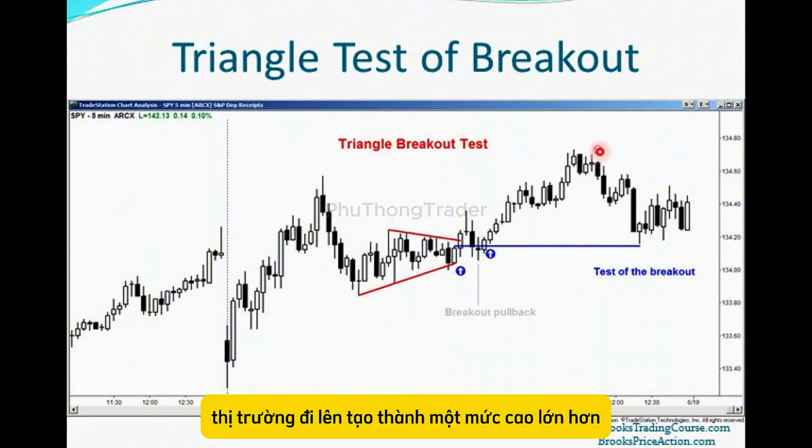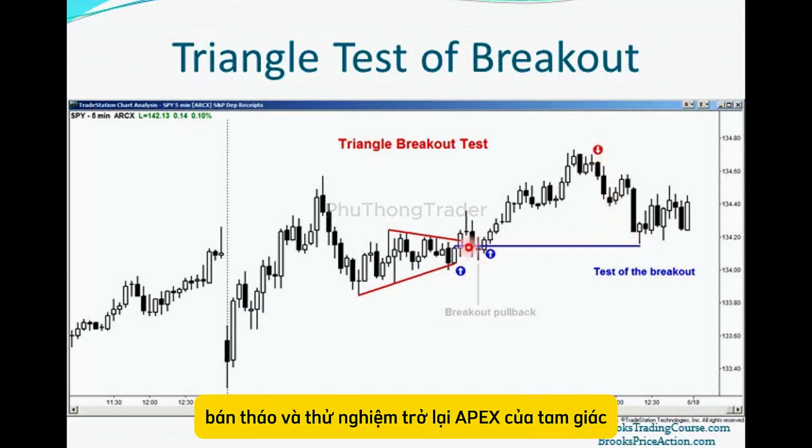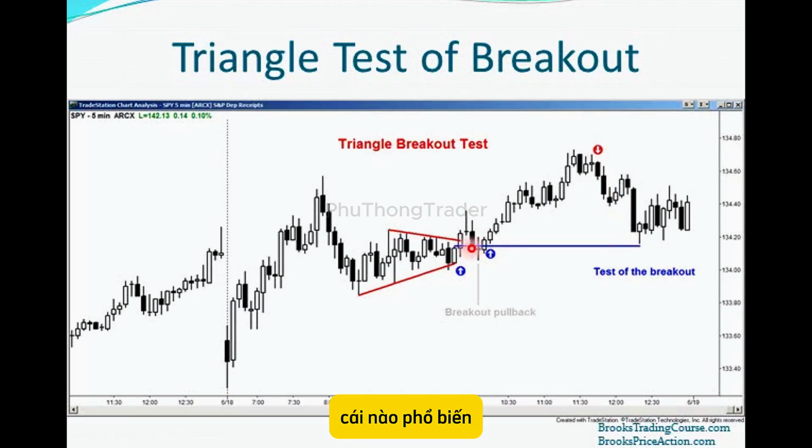Market went up, formed a large higher high major trend reversal, sold off, and tested back to the apex of the triangle, which is common.